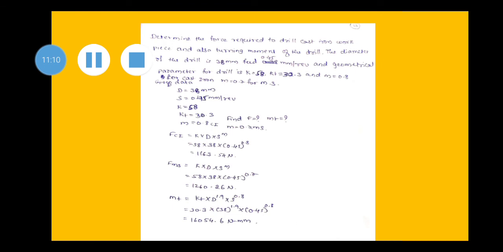K is 58, diameter 38, feed is 0.45, M is 0.74 for mild steel. So the answer is 1260.26 Newton. Turning moment Mt is Kt into D raised to 1.9 into S raised to 0.8, equal to 30.3 into 38 raised to 1.9 into 0.45 raised to 0.8. So the answer is 16,054.6 Newton mm.